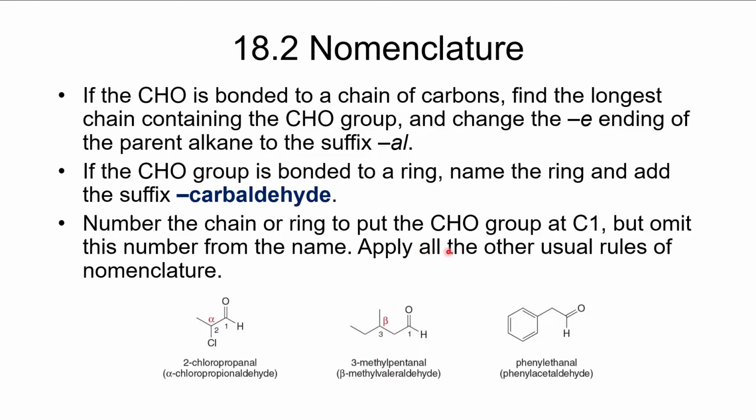All right, so we usually omit the number from the name, because if it is on a chain, it has to be at the end of that chain. So it's always assumed to be carbon 1. So this ends up being 2-chloropropanal. This one, so 1, 2, 3. On the third carbon, we've got a methyl, so that's 3-methylpentanal.